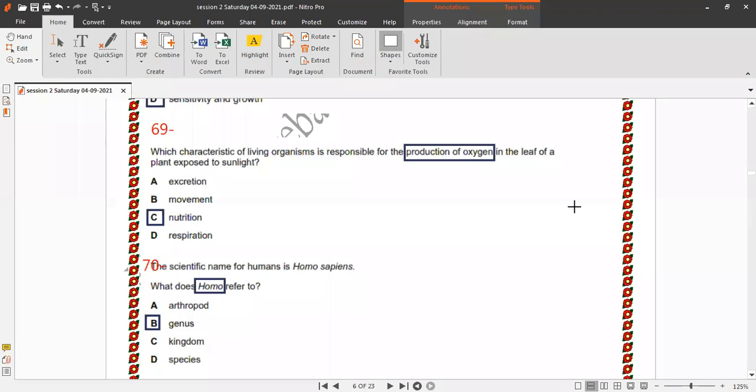Because here he said responsible for the production, not get rid of, not remove. This is responsible for producing oxygen. So the correct process is nutrition. The plant carries out the photosynthesis process, and photosynthesis is nutrition, like digestion is nutrition.